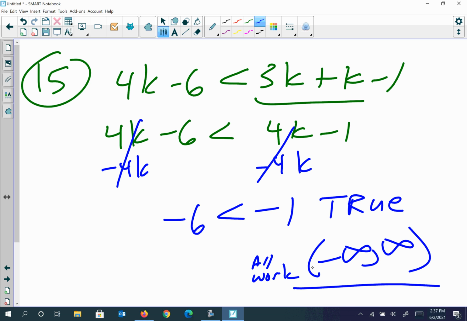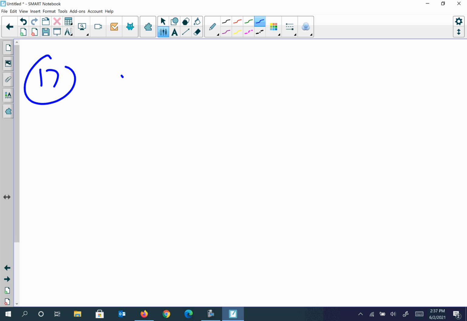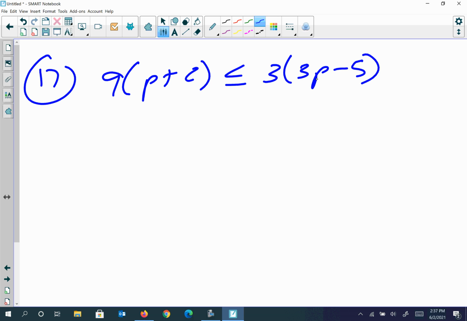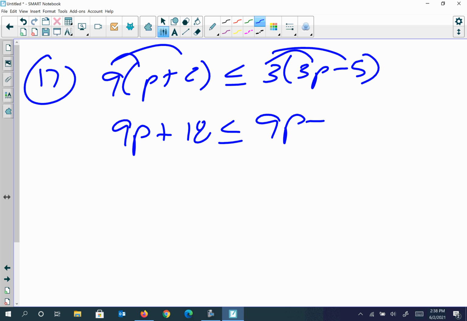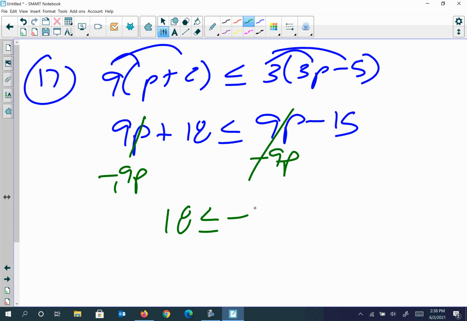And then number 17. 9p plus 2 is less than or equal to 3 times 3p minus 5. Let's distribute the 3 over this. So I get 9p plus 2 is less than or equal to 9p minus 15. If I subtract 9p from both sides, those cancel, so I get 2 is less than or equal to negative 15. That's false.